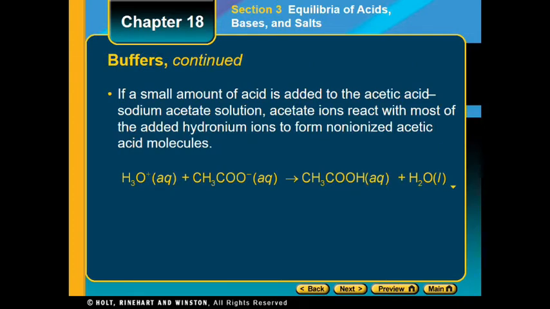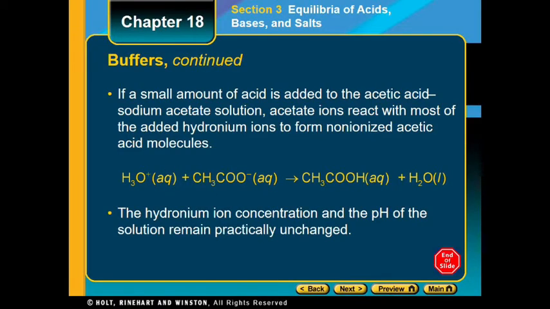So again, if you add a small amount of acid to your acetic acid and sodium acetate solution, so that is your weak acid and your salt solution, the acetate ions will react with most of the added hydronium ions to form the non-ionized acetic acid molecules. The reaction they're showing you here is the reverse reaction of what we were just looking at. From the salt, you get some extra acetate ions that will react with the hydronium ions to give you your acetic acid. But still, the pH of the solution will remain practically unchanged.